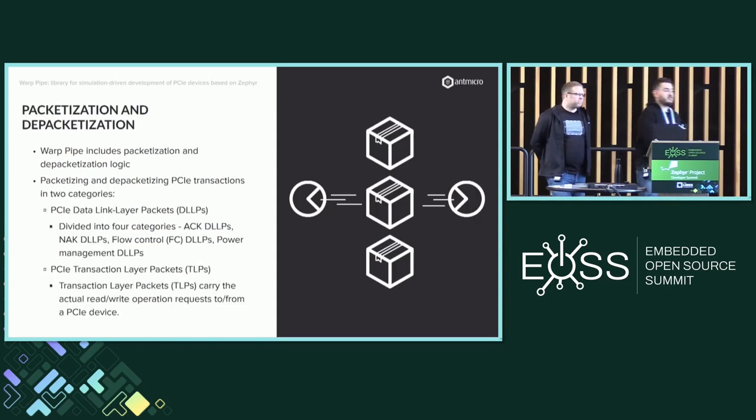When we are talking about packetization and depacketization, Chris already mentioned that, but there are a few different types of packets that can be sent across the system. So we do support two lowest layers in the PCIe stack. So this is data link layer packets, DLLPs, and transaction layer packets, TLPs, that we can actually send back and forth between the simulated devices. So we have the whole logic: provided the data, we do packetization, we send it over a standard Unix socket, receive on the other side, depacketize it, and just handle the data, provided to logic of the simulated device so that it can implement the rest there.